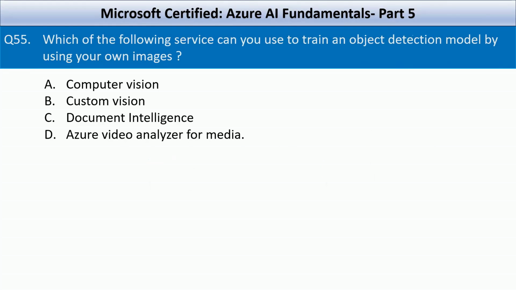Next question. Which of the following services can you use to train an object detection model by using your own images? Your options are Computer Vision, Custom Vision, Document Intelligence, Azure Video Analyzer for Media. And friends, the correct answer here is Custom Vision. It is a part of Azure AI Vision Services and allows you to upload your own labeled images, train a custom object detection or image classification model, and test and export the model for use in apps or edge devices.